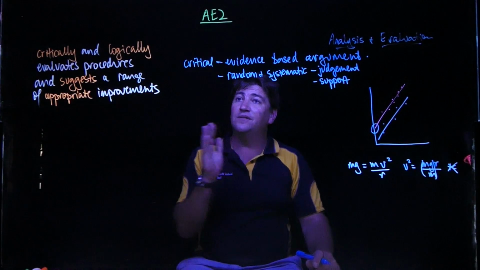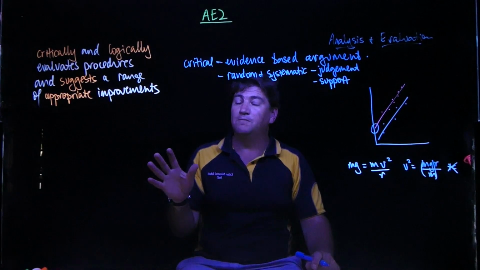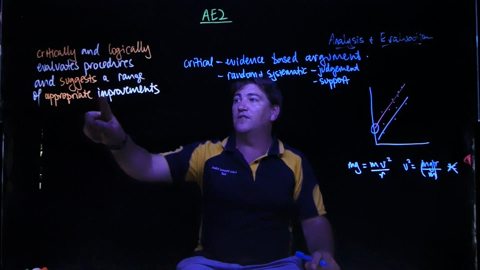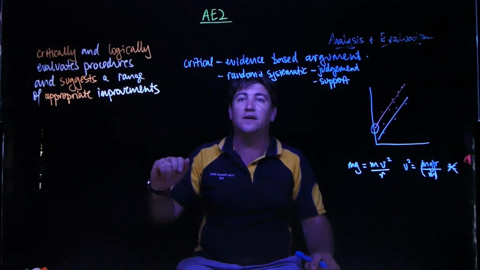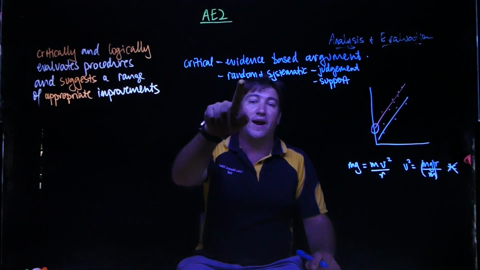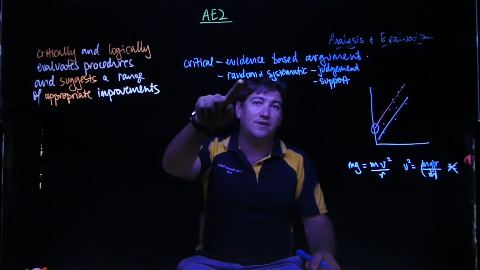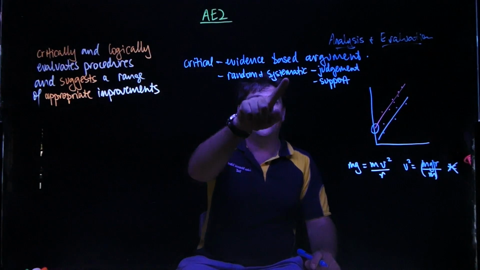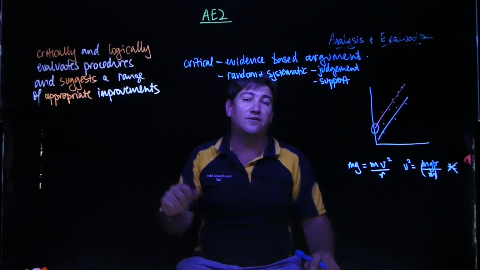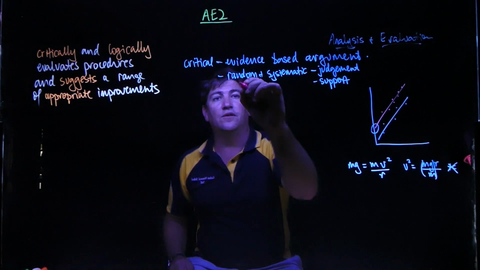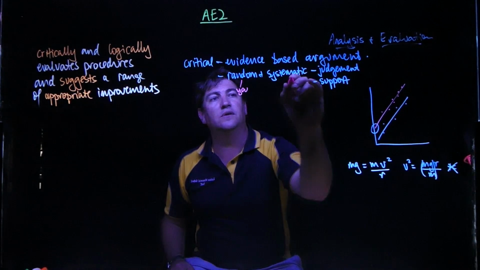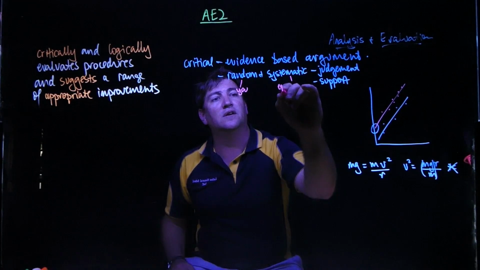So random error is the method that you've actually chosen. So when you're suggesting a range of appropriate improvements, the improvements are to the method that you've used. So if there's low random error, the changes to the method aren't going to be significant. If there's low systematic error, the changes to the equipment aren't going to be significant. Okay, so this is to do with you, this is to do with the equipment.